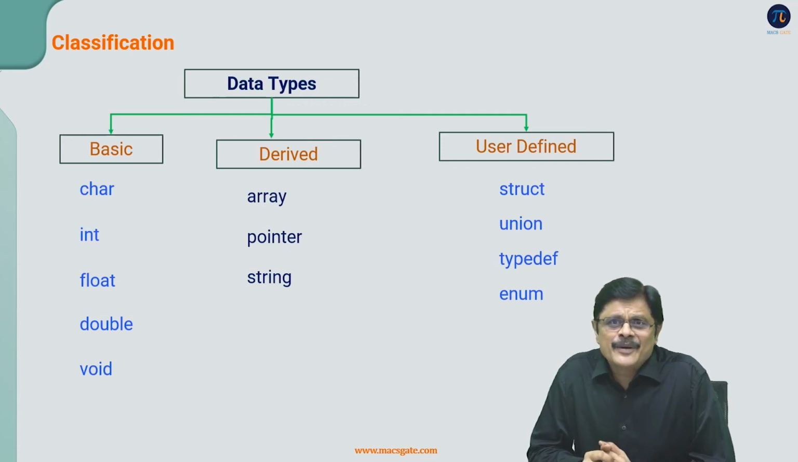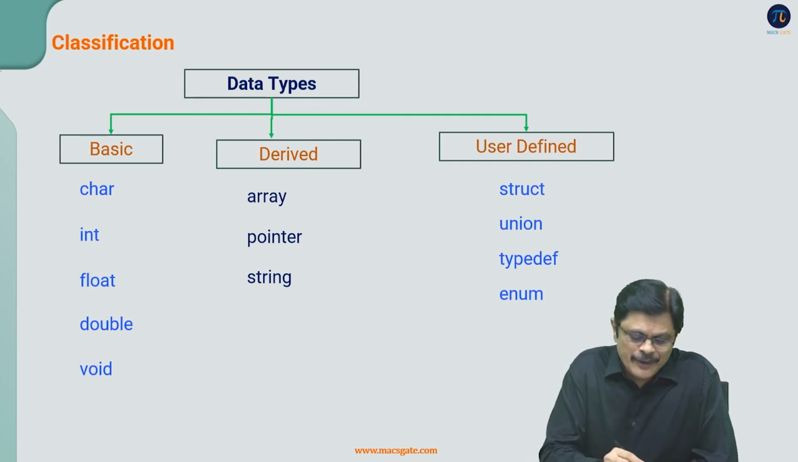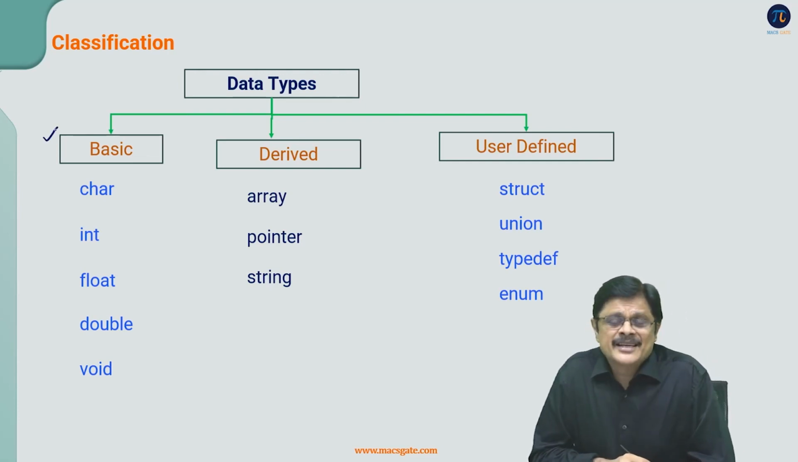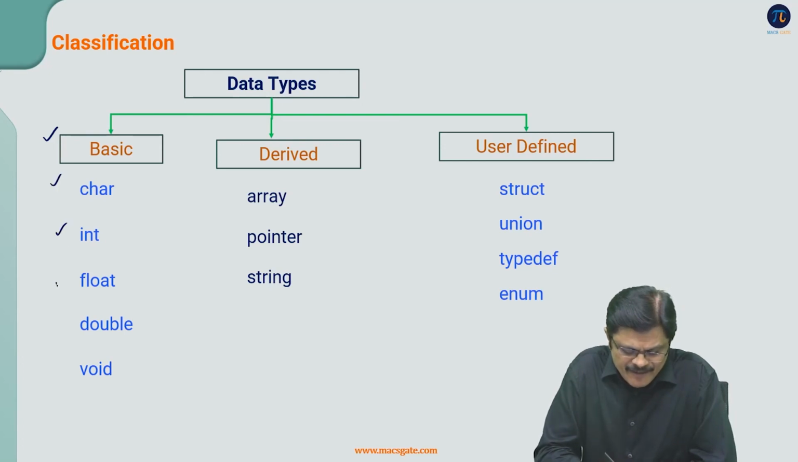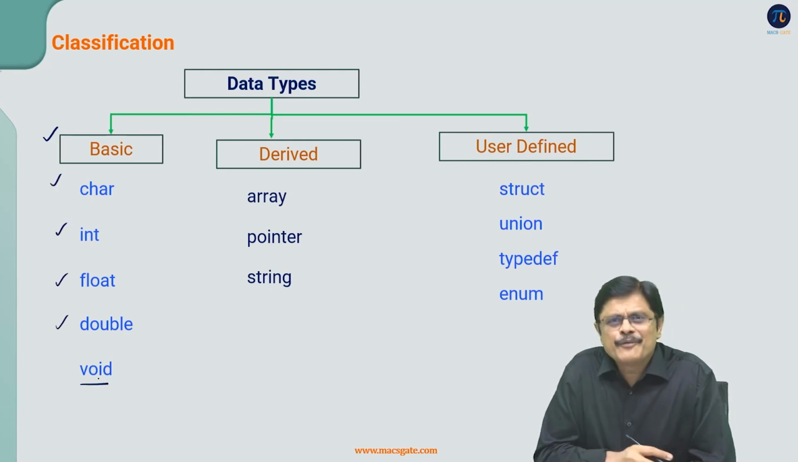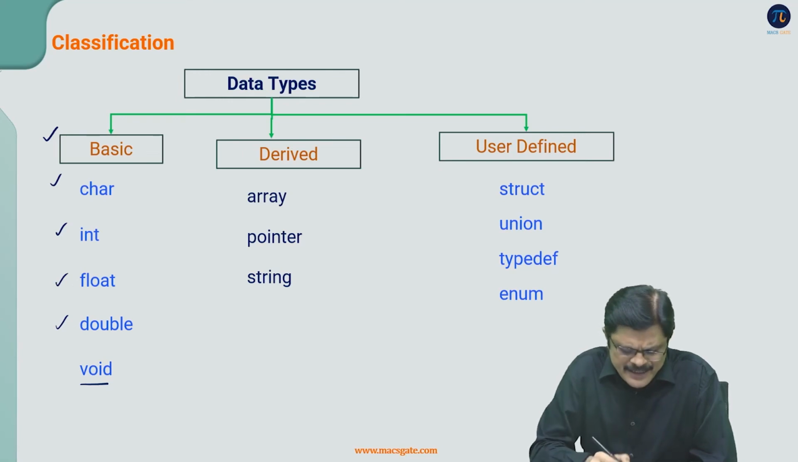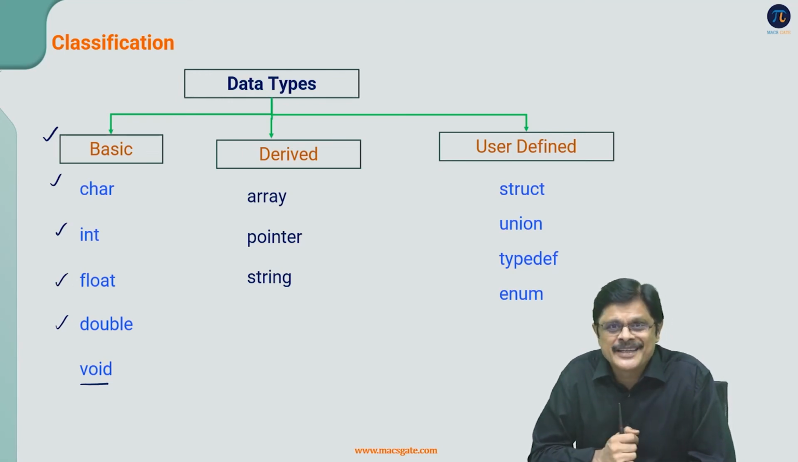Now in C language, we have different data types. We can classify them as basic or fundamental data types, derived data types, and then user defined data types. The fundamental data types are character, integer, float, double. Void we'll discuss mainly with pointers and with the return types of functions and other things, my dear friends, but basically we discuss these four data types here.